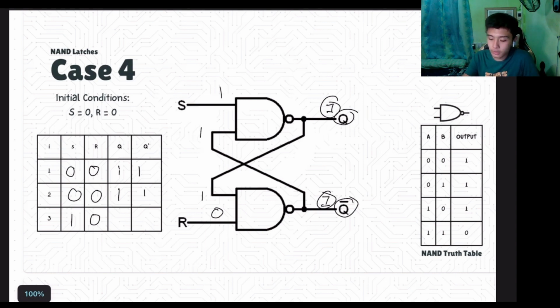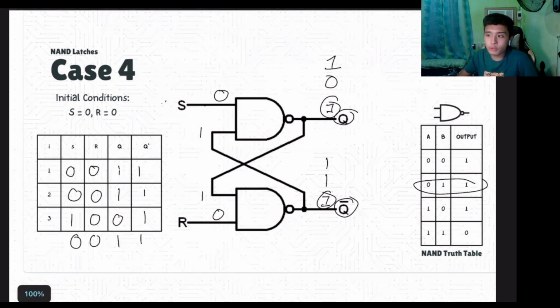Since both of them are 1 for the S, the output will be 0 and the output for R will be 1. So if we try again to make our input 0 and 0, the values of S and R will be 0, so 0 and 1 will be 1 and the 1 and 0 will be 1 again. So in conclusion, when S equals 0 and R equals 0, you should avoid using this type of combination as it violates the pre-existing convention that Q and not Q must complement each other.